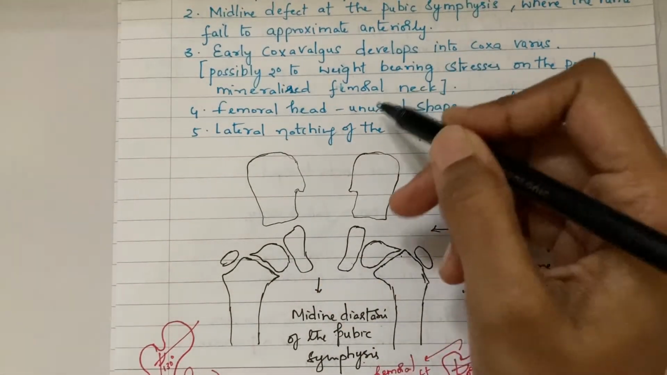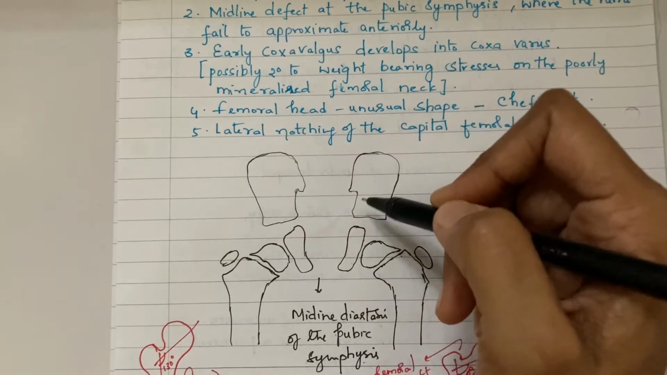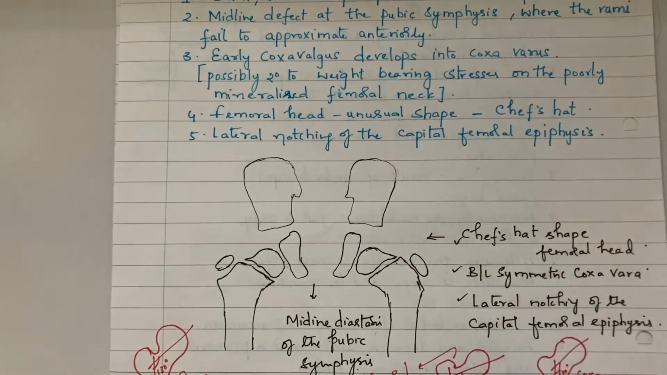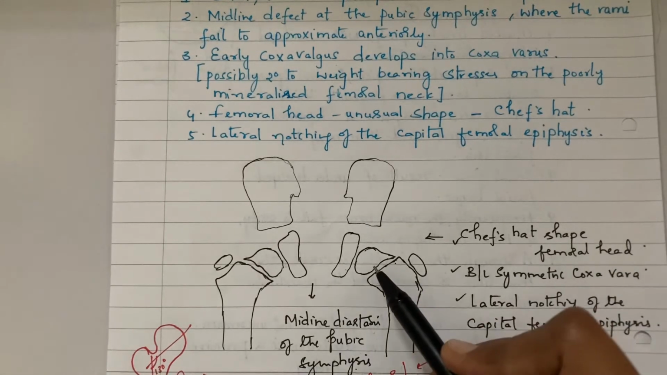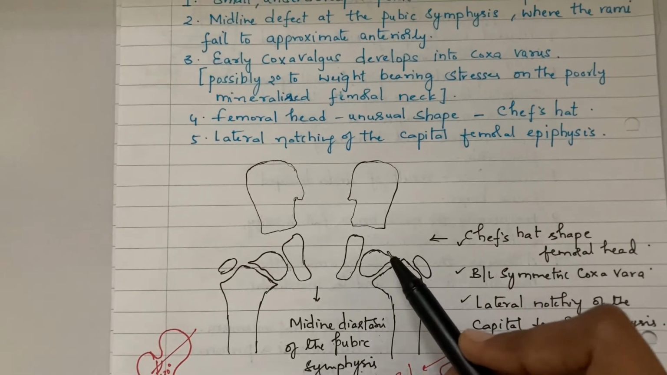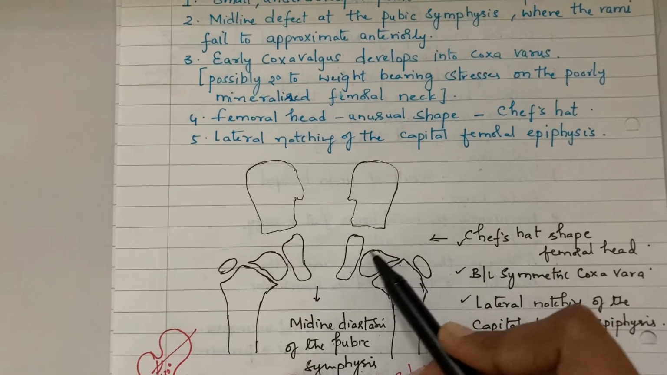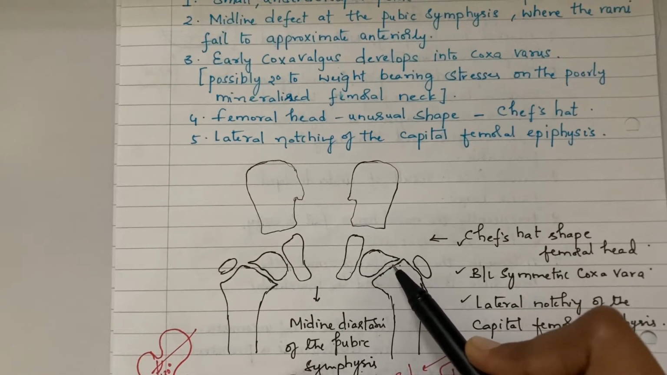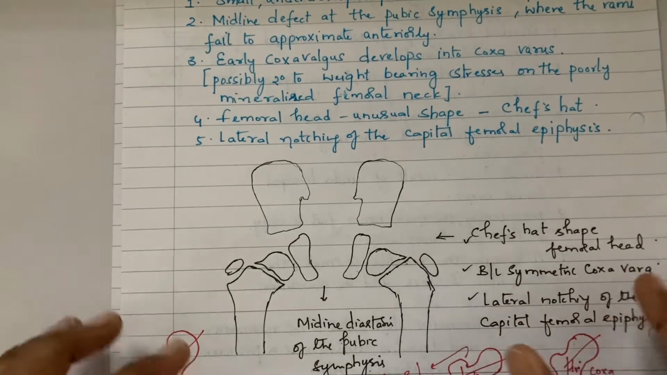The pelvis will have underdeveloped pelvic bones. Then due to weight bearing, early coxa valga develops into coxa vara. Coming to the femoral head, it has an unusual shape, like a chef's hat appearance. Then there will be lateral notching of the capital femoral epiphysis. These are some of the pelvic findings.